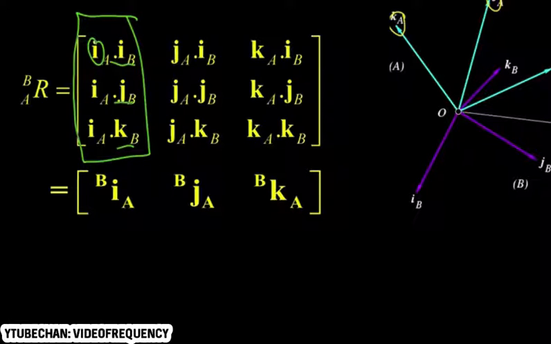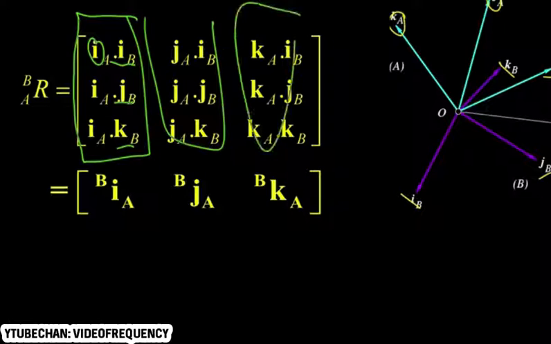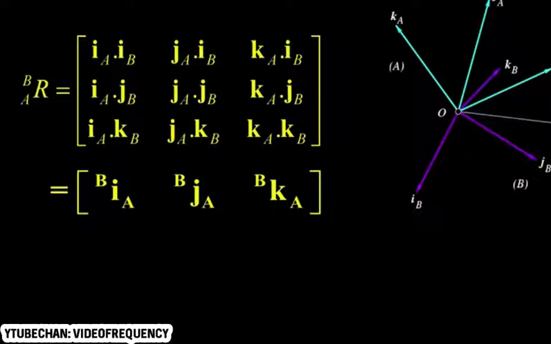So you can think of it as the dot product between IA and each of the components of B: IB, JB, KB. And likewise, each of the following columns is that way. So one way of thinking about this is that the columns of RAB are the I vector of A expressed in the B coordinate frame, then the J vector of A in the B coordinate frame, and the K vector of A in the B coordinate frame. All right, so why is this true?